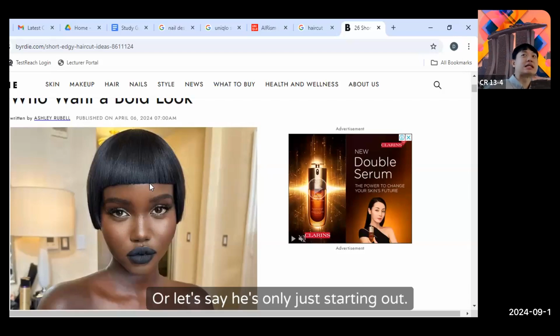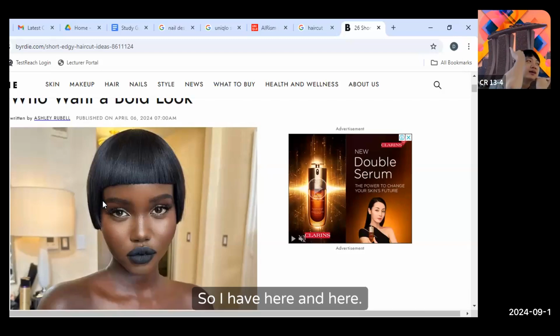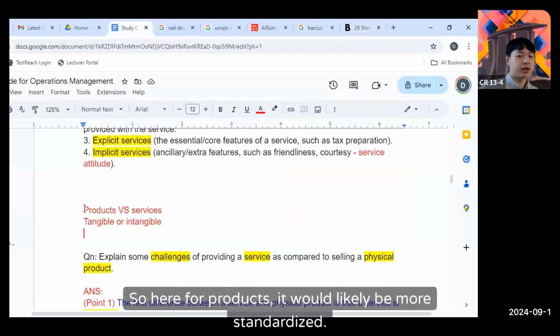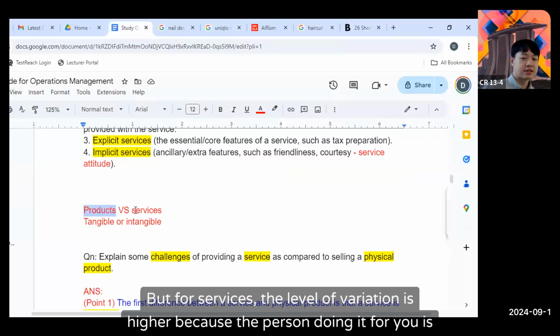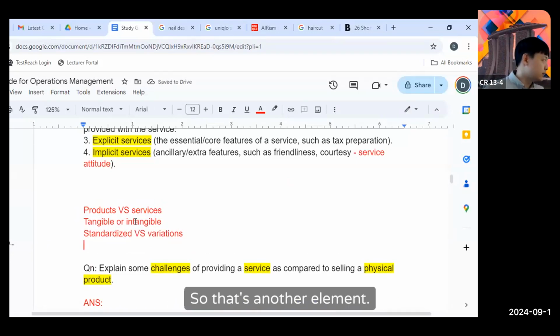Or let's say he's only just starting out, he doesn't have experience. So when he cuts, this side and this side are very different lengths. In that case, there will be a higher level of variability. That's the point I'm getting at. For products, it would likely be more standardized. You go through the whole production process, it will probably turn out the same. But for services, the level of variation is higher because the person doing it for you is not the same. So this would be standardized versus variable, so that's another element.